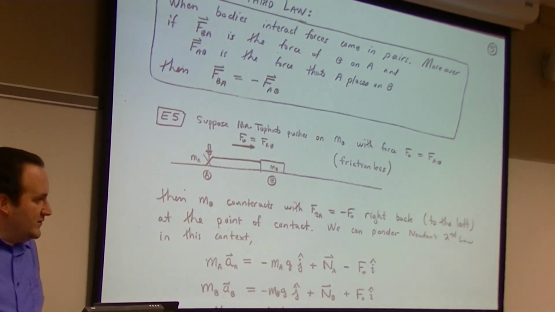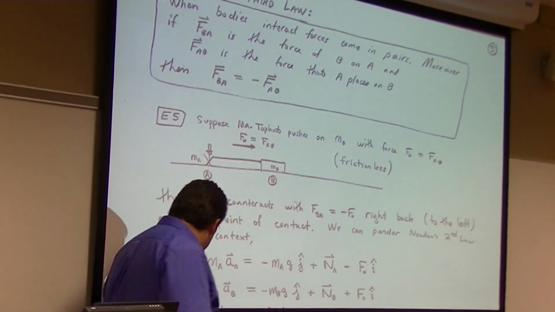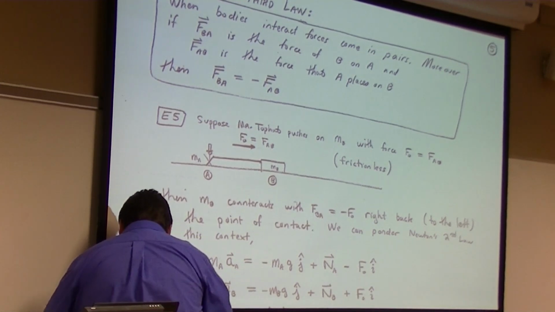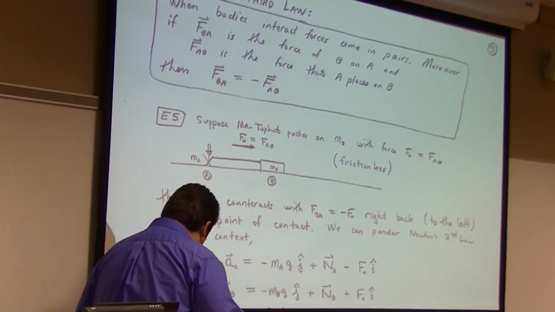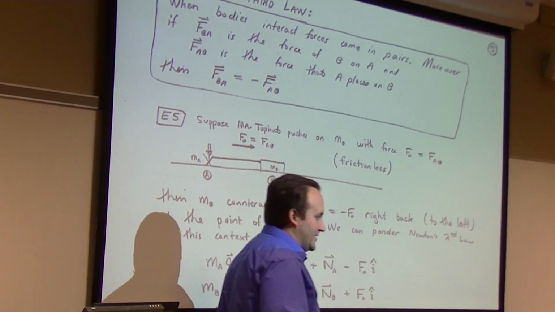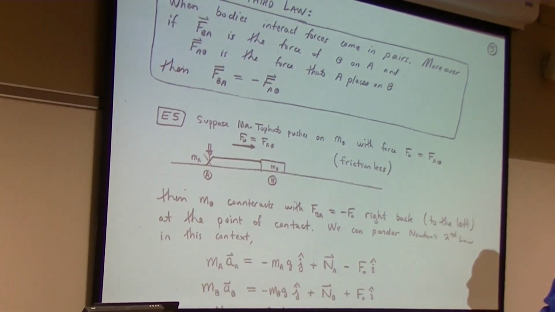Okay, so let's talk about Newton's third law. I talked about this last time, and I seem to have indicated that there was an error in my notes, and that is not true. I mean, there are errors in the notes, but not what I said. So first of all, Newton's third law says that when bodies interact, forces come in pairs. All right.